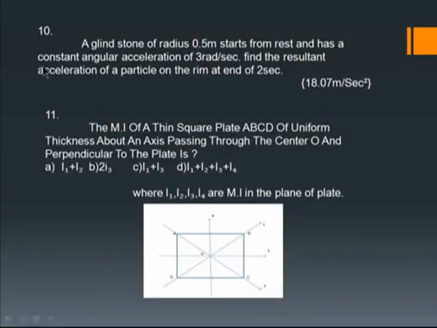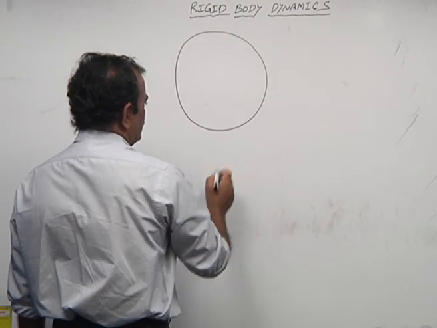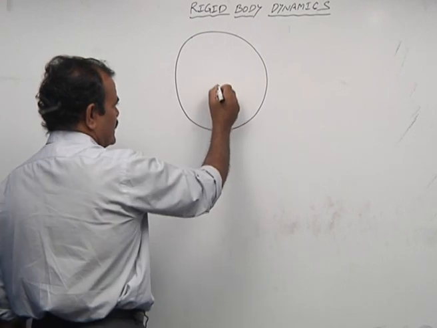Now it is the 10th problem. A grindstone of radius 0.5 meters starts from rest and has a constant angular acceleration of 3 radians per second square. Find the resultant acceleration of the particle on the rim at the end of the 2 seconds. Suppose this is the grindstone we are taking, and here there are two types of accelerations.